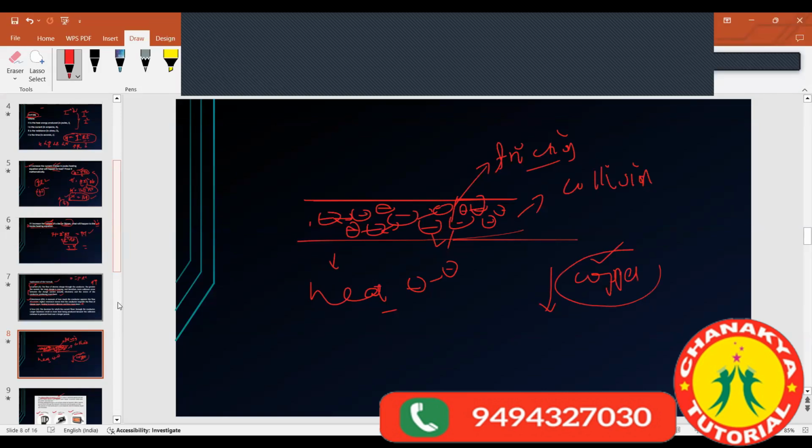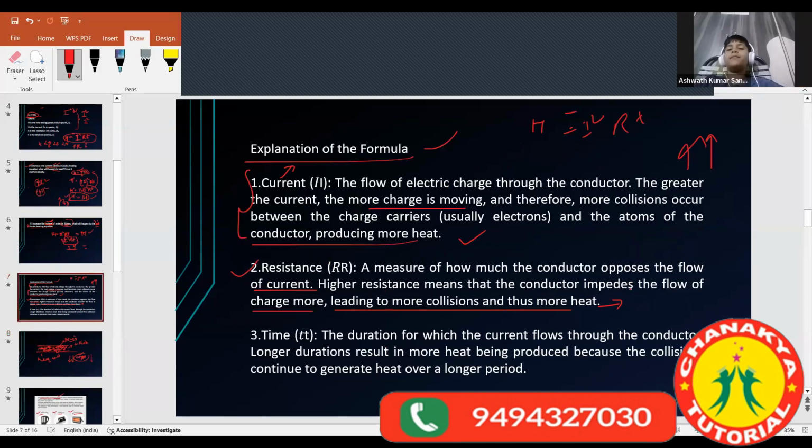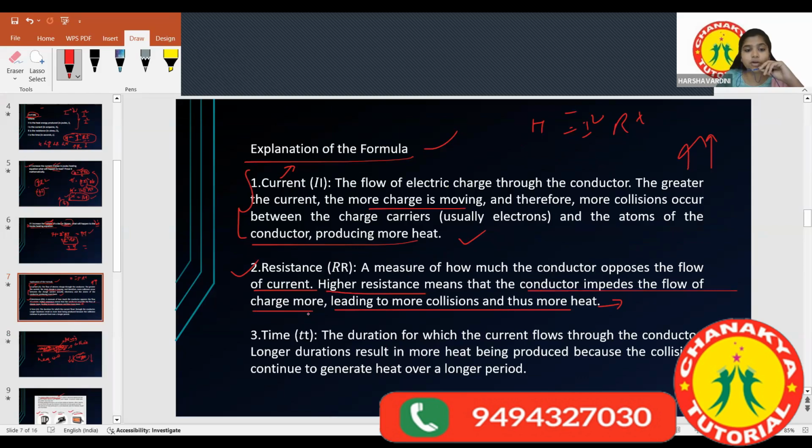Okay. Got it? That's the reason behind why copper is used, because the resistance of copper is very low, such that it can withstand a high amount of current and heat. It won't melt. So the same thing is explained here also. Resistance is the measure of how much a conductor opposes the flow of current. Higher resistance means the conductor impedes the flow of charge more, leading to more collisions and thus heat.